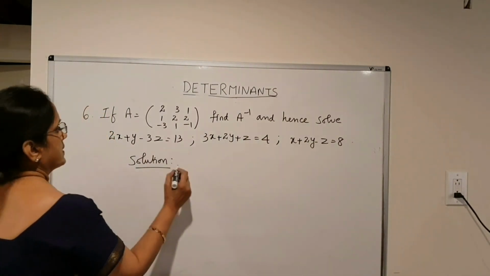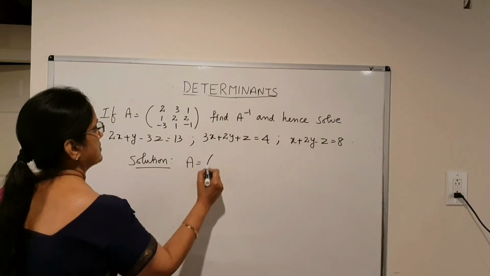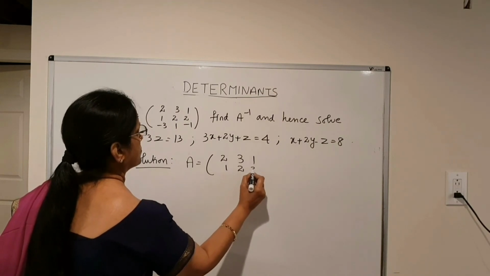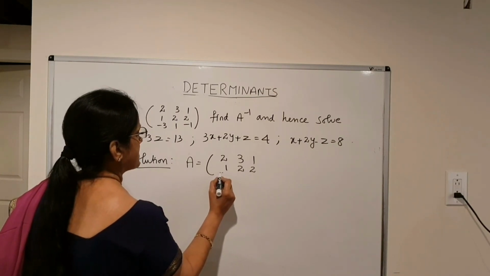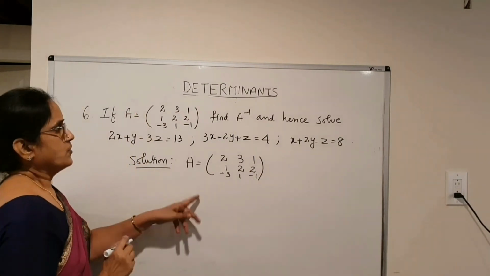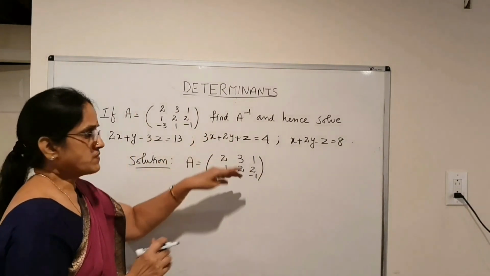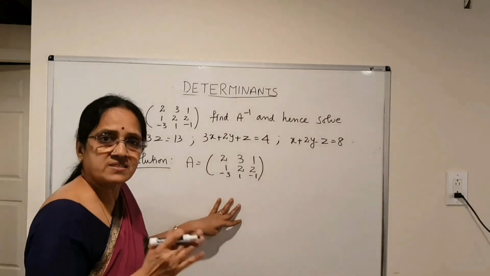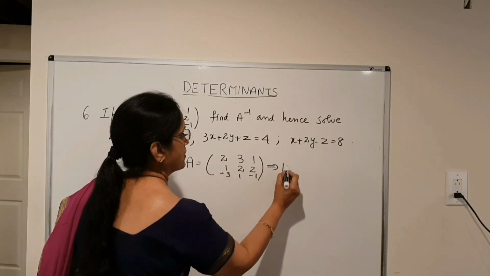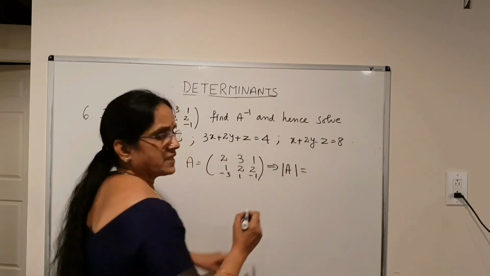Now, A is given to you as 2, 3, 1, 1, 2, 2, minus 3, 1, minus 1. You need to find A inverse. First, we need to check whether A inverse exists or not. For which, you need to find the determinant value of the matrix A.